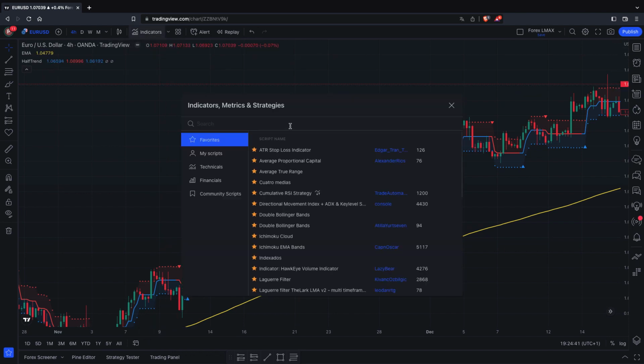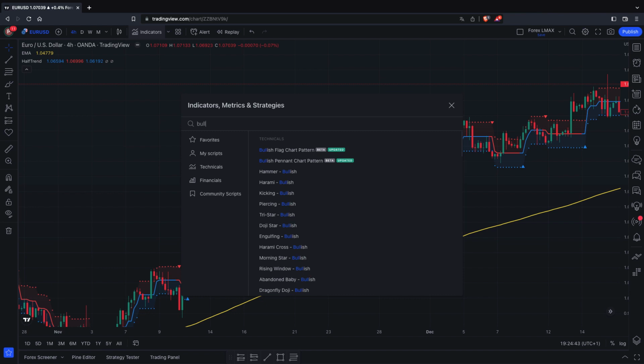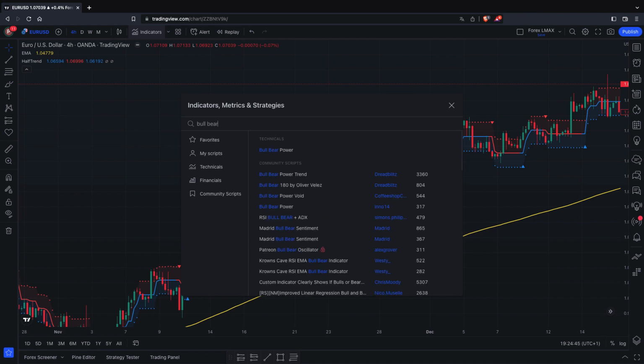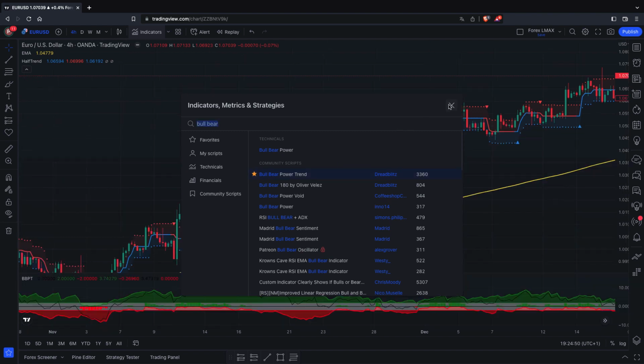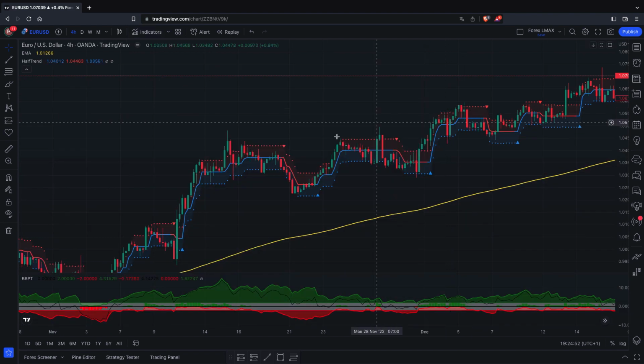Bull-bear power trend is used as the first confirmation to enter the market. We need a green histogram for longs and a red histogram for shorts. We only need the histogram, so we have to uncheck the other items.